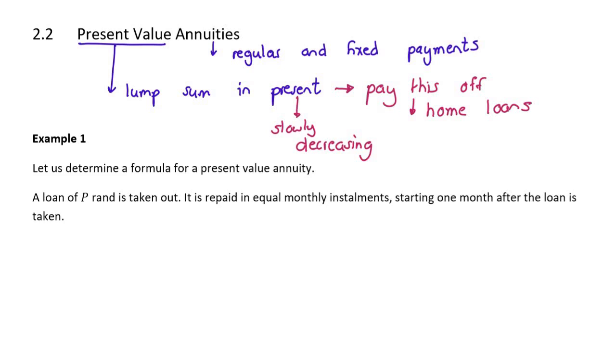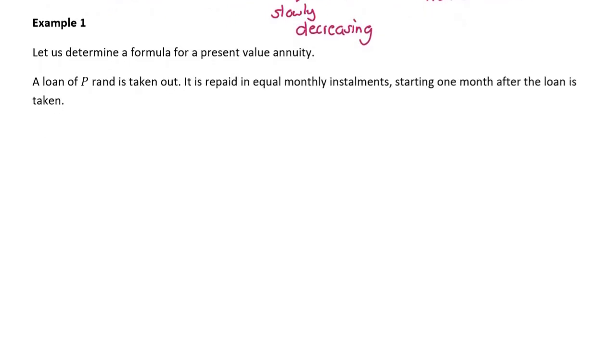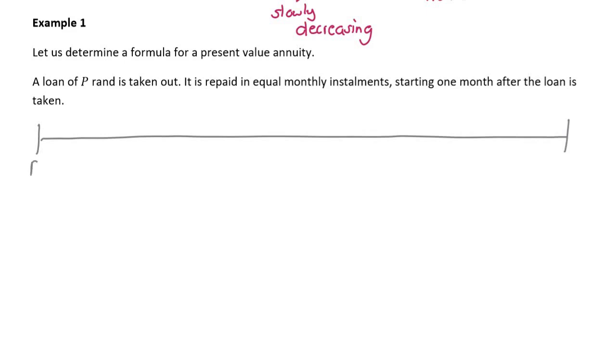Okay, now we're going to jump straight into deriving the formula, which is a little bit more tricky than the future value annuity. So if you take out a loan of P Rand, now I'm using a loan, but it could be a lump sum that, as I say, you're withdrawing fixed payments from every month as a kind of salary. So let's say you take a loan of P Rand. So that is the lump sum that you have now. Now, if you are going to repay this in equal monthly installments, starting 1 month after the loan is taken out, what is going to happen?